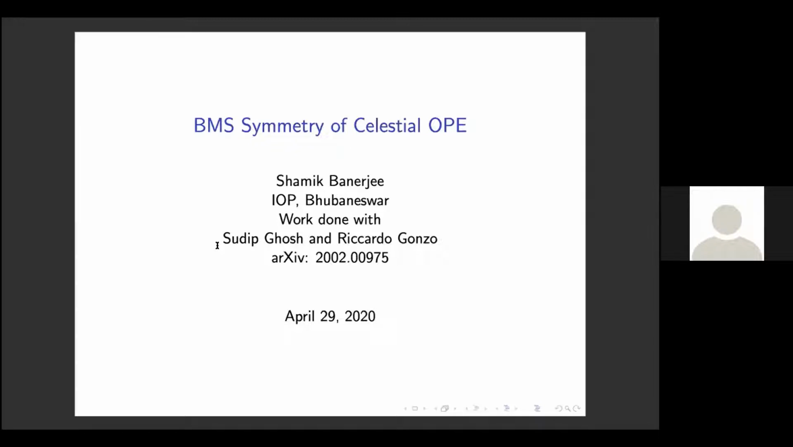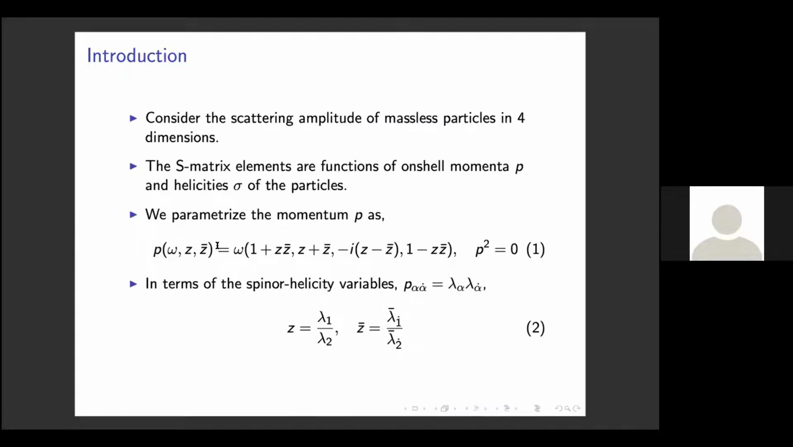Okay, so I'll be talking about this recent work which I did with Shubdeep Ghosh and Ricardo Gononzo. And basically, I'll start with some kind of brief introduction. So in this talk, I'll be talking about the scattering amplitude of massless particles in four dimensions.